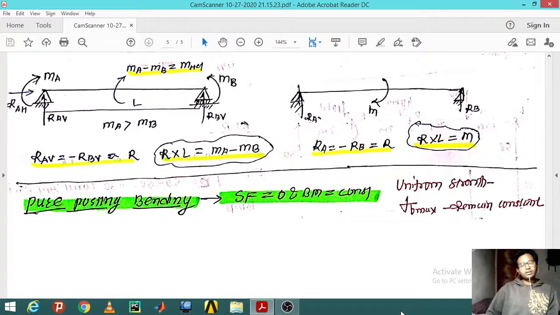So in pure bending moment, if the pure bending is there, then the shear force diagram is going to be zero, and the bending moment diagram is going to be constant.